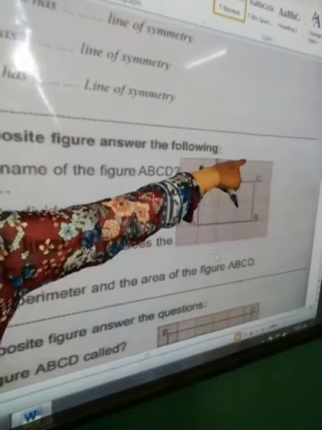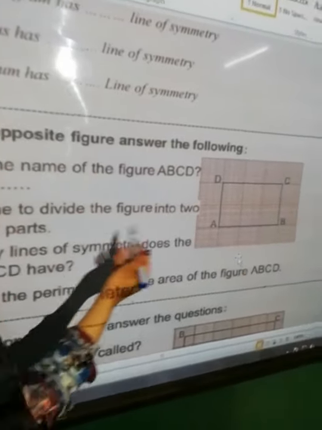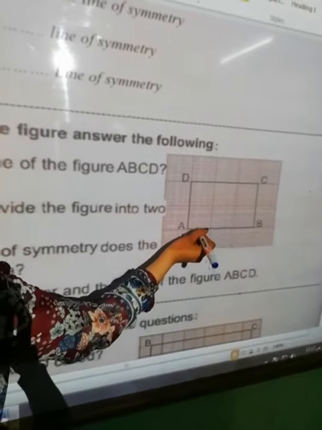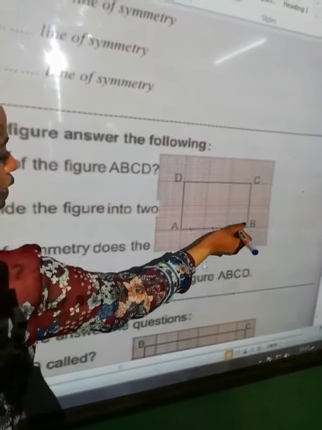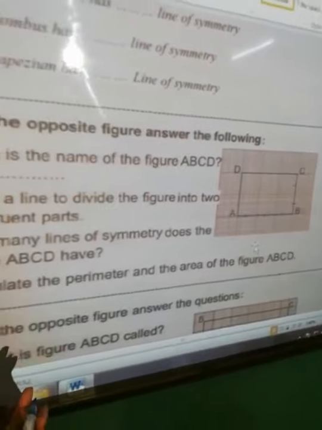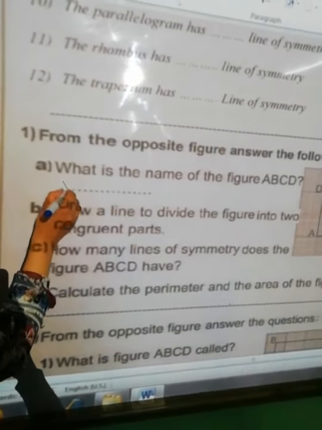From the opposite figure answer the following. What is the name of the figure A, B, C, D? Look, can the square, 1, 2, 3. This is 3 squares. And here just 1, 2. This is 2. So, this is what? This is a rectangle.